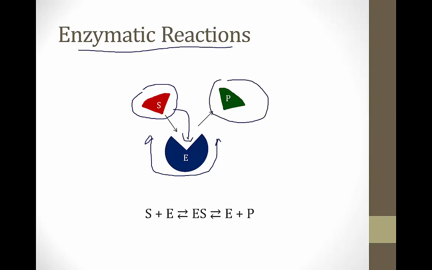And we can write this just like a chemical equation as substrate plus enzyme yields an enzyme-substrate complex, which then goes on to form an enzyme plus a product P right here.